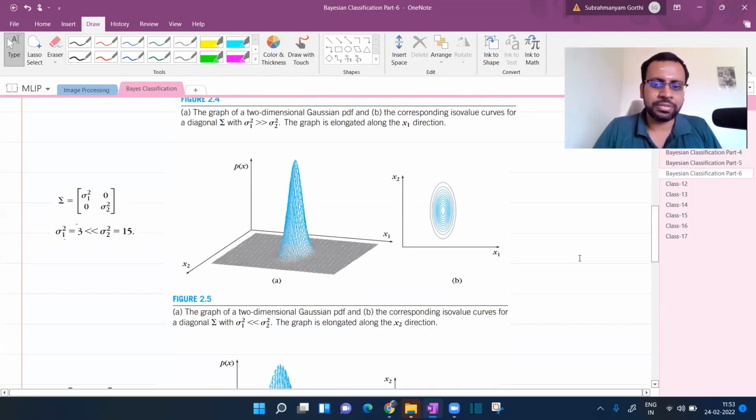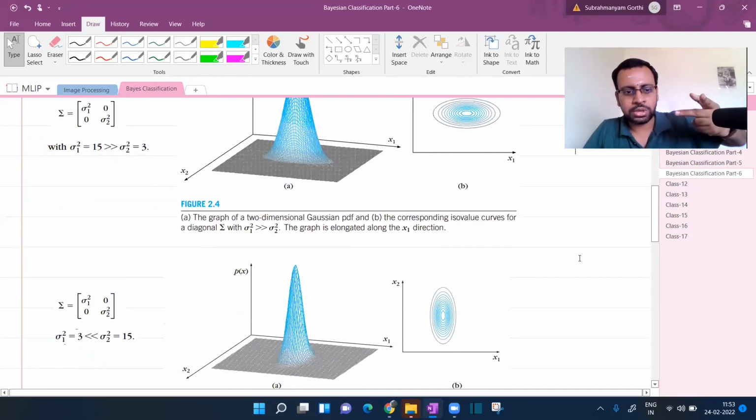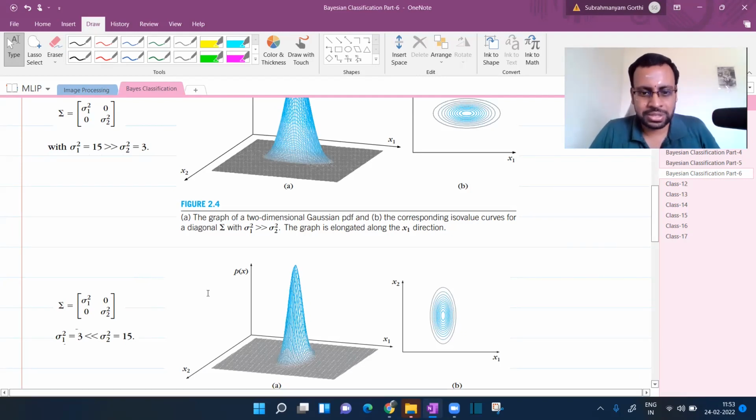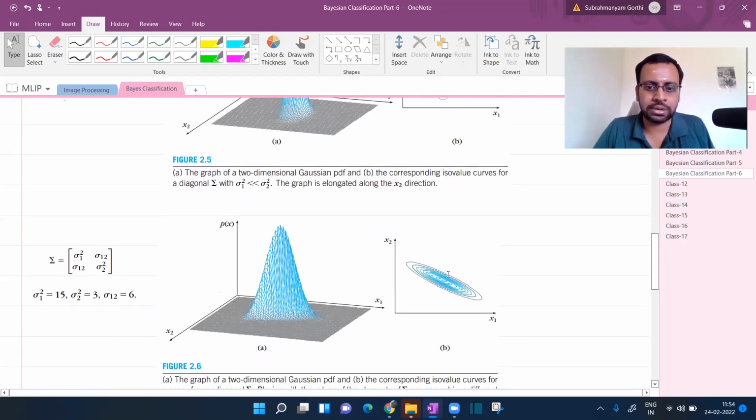Then another one where it is exactly the opposite now. Your sigma 1 square is 3 now and sigma 2 square is 15. Of course, from the equation also you could figure out this is just a change of variable, x1 to x2 and x2 to x1. Since you are keeping your x1 and x2 the same, your graph will now rotate 90 degrees. Right? Mathematically also you could relate that. And of course, the variance along your x1 axis is less, and along your x2 axis, it is more. This is what would happen.